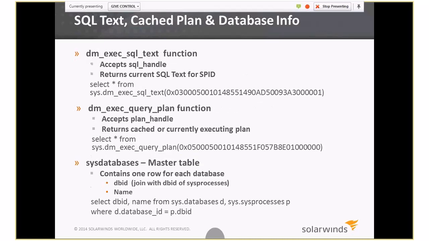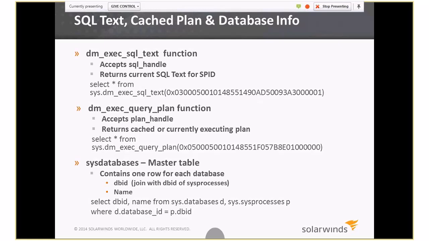Other information you can gather is by using these table functions. DM exec SQL text: we grab the SQL handle, but if I want to see the full text, I just pass the SQL handle to this function. You can see my example here. I'm selecting star from sys.dm_exec_sql_text, and I pass it the SQL handle. Now the trick here is don't put quotes around the SQL handle. You'll get a funny error message. It's a raw value, so you just pass it that way.